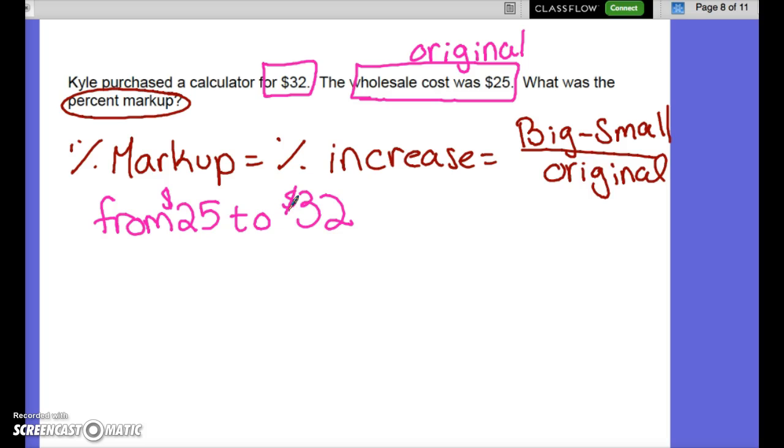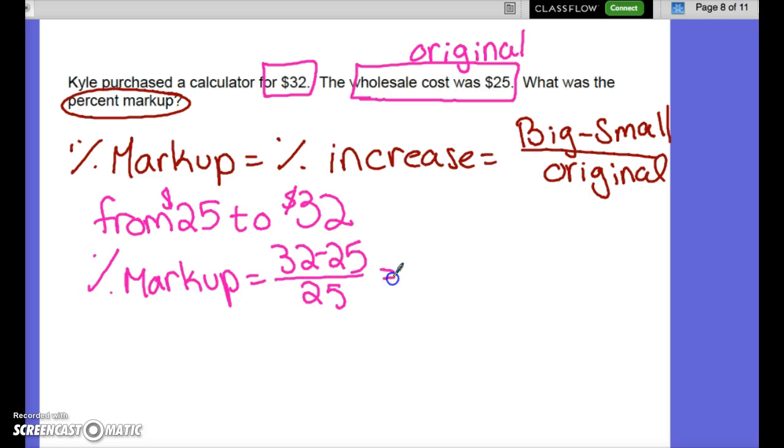So if I'm finding the percent increase, my percent markup, which is the same thing as percent increase, would equal my big minus small, 32 minus 25, over my original $25. So when you do 32 minus 25, you get 7 divided by 25, which equals 0.28. So you had a 28% markup.